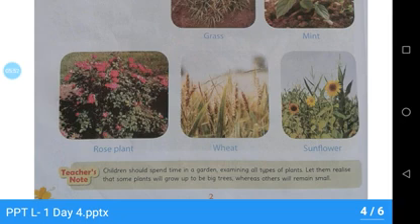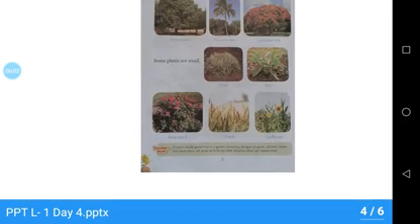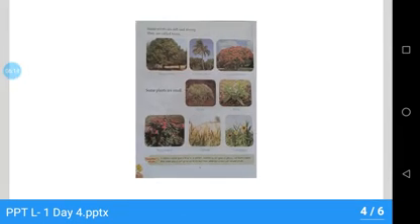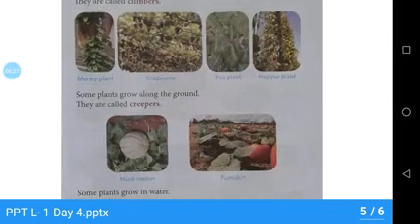Now in this box it is written that children have to go to the garden and observe the plants. But now, as we are locked in our houses, we are staying home, we can't go down and see the garden, correct? So as I told you at the time of videos also, you can see the plants from your window or balcony. Now let us go to next page. Page number 3.